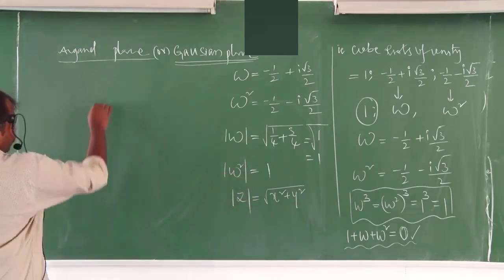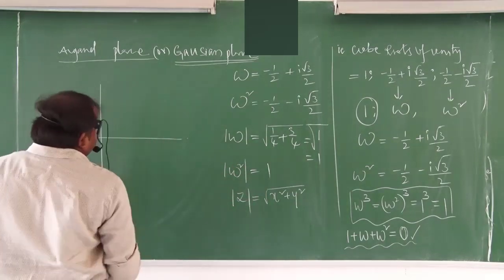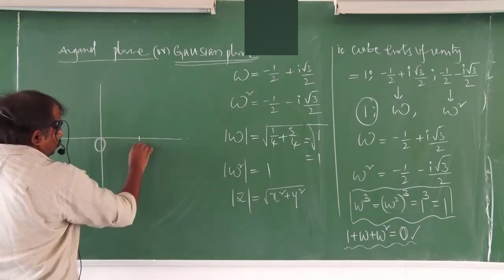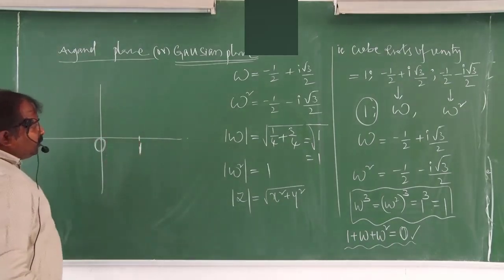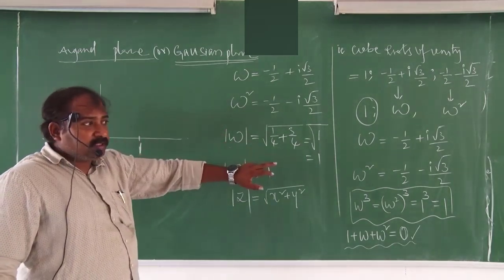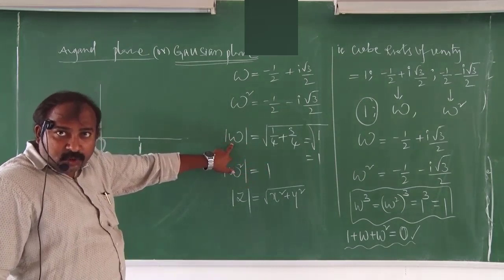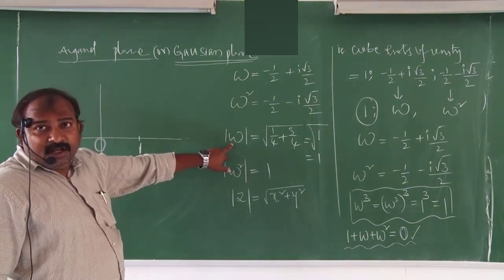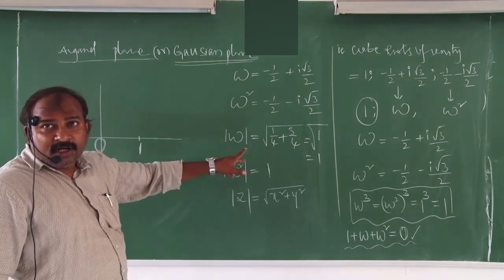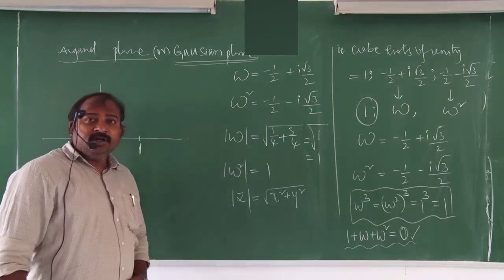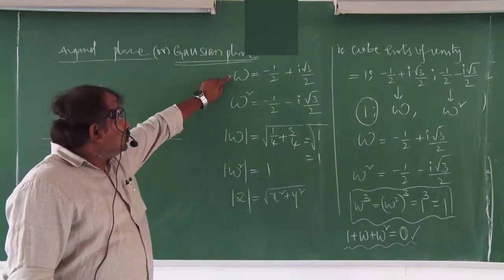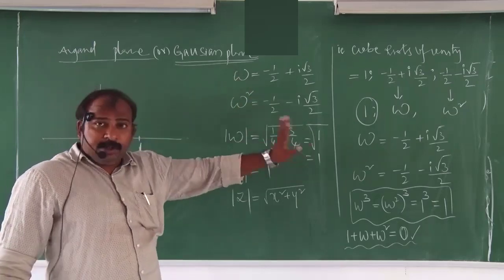If you observe, let this be the origin, and let 1 be somewhere here, and the distance is also 1 unit. Omega is also one complex number. Modulus of omega equal to 1 means this omega is also at a distance of 1 unit from the origin. What is the geometrical meaning of modulus I gave? This is the distance from the origin to that complex number. So the origin to omega distance is 1 unit.